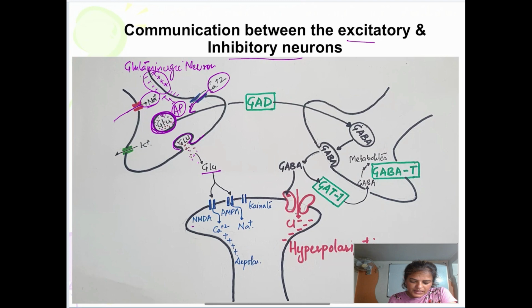This glutamate is going to act on the various ionotropic receptors, like NMDA, N-methyl D-aspartate, AMPA receptor, and kainate receptor. If it is acting through an NMDA receptor, there is an inward movement of the calcium ion. If it acts on the AMPA receptor, then there is an inward movement of sodium. If it is a kainate receptor, then again there is an inward movement of sodium. So positive ions moving inside lead to depolarization.